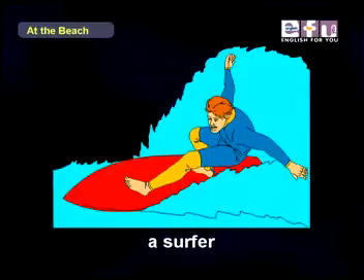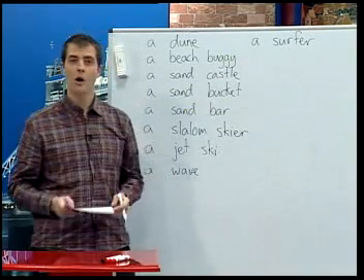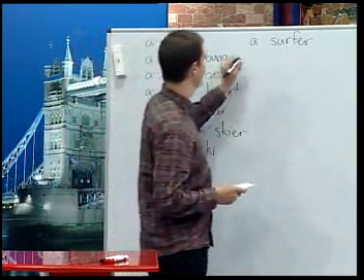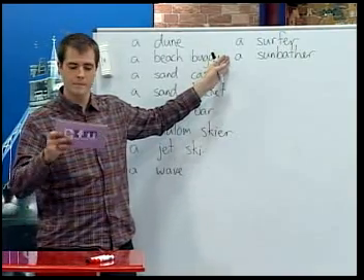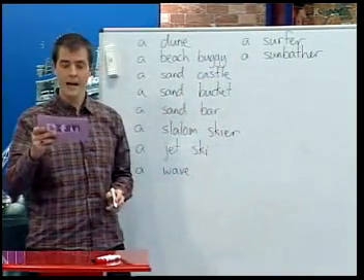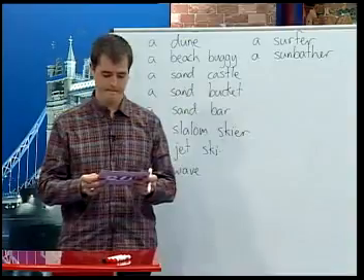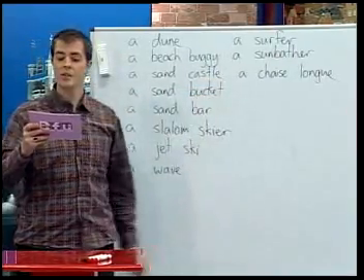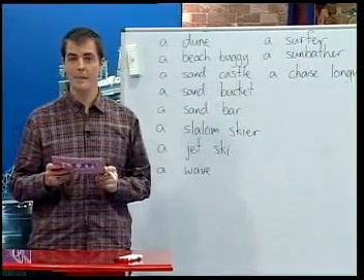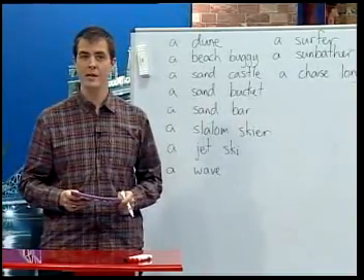A surfer is a person who rides over the water on a special board. A sunbather is a person who likes to lie in the sun. And this person can either suntan or sunburn. A chaise longue is a long chair with a back that can be upright for sitting or it can lie flat for sunbathing, and it's used on the beach.